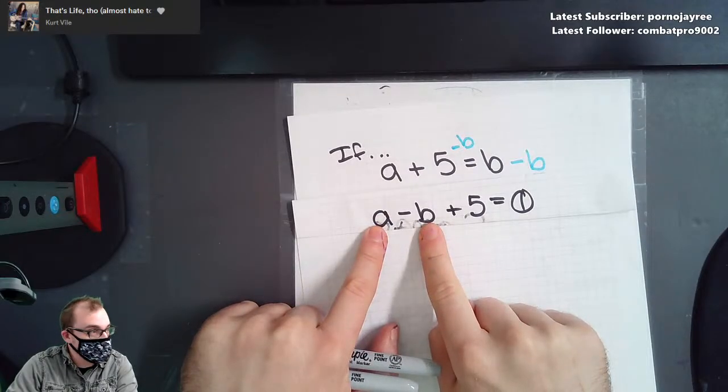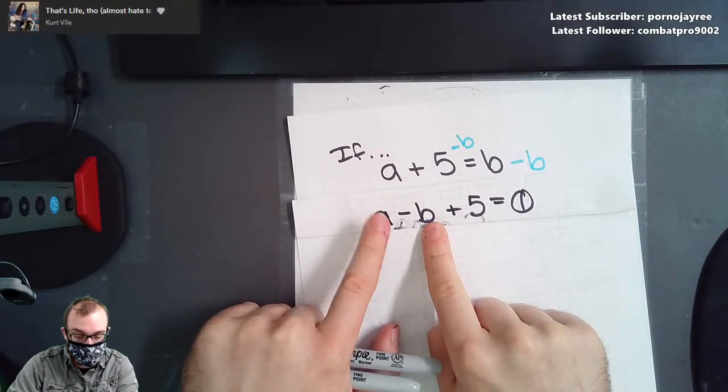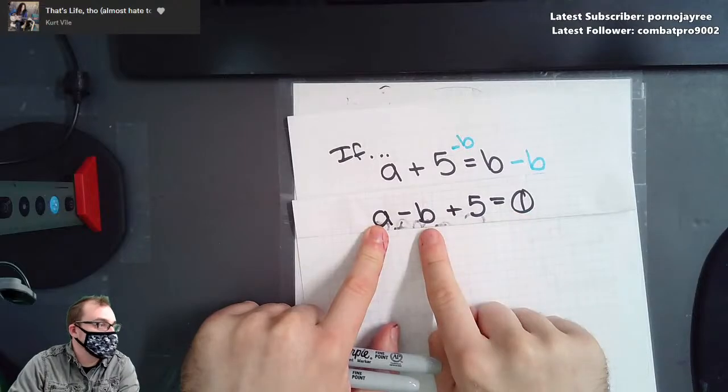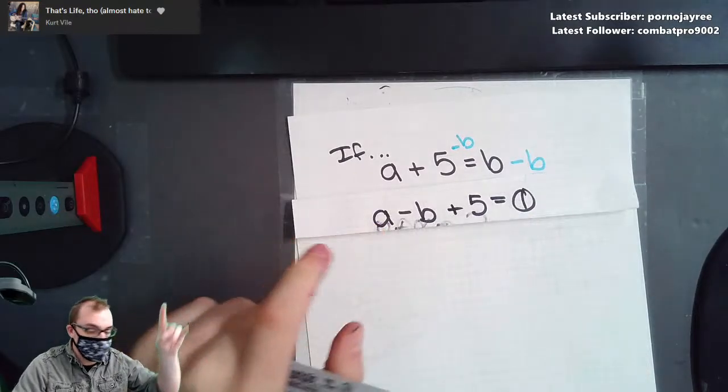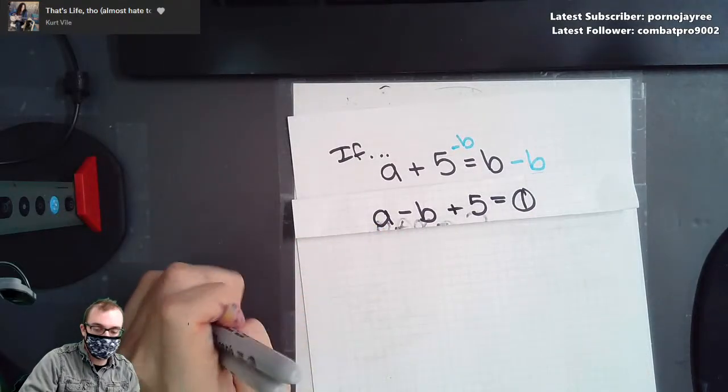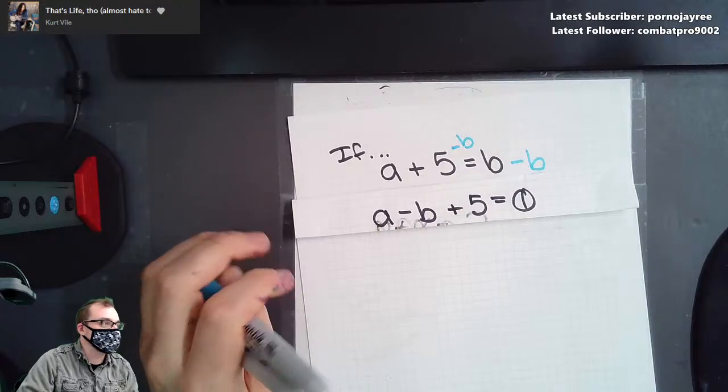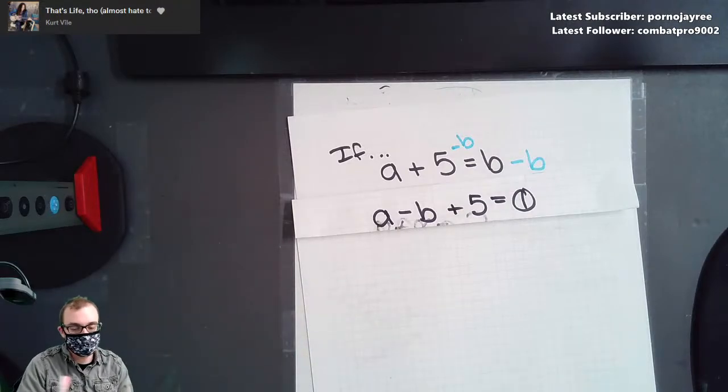7 and 2, 2 and 7 will still work here, right? 2 minus 7 is negative 5 plus 5 is 0, right? Any number separated by 5 will still work. We didn't change the problem. Okay, now what? We got A and B together.